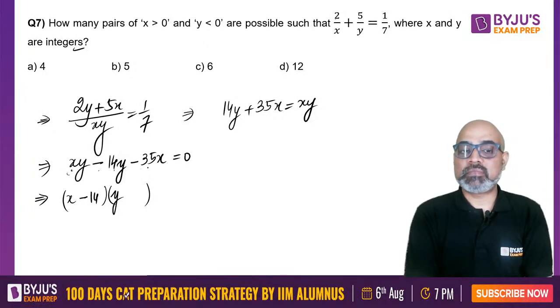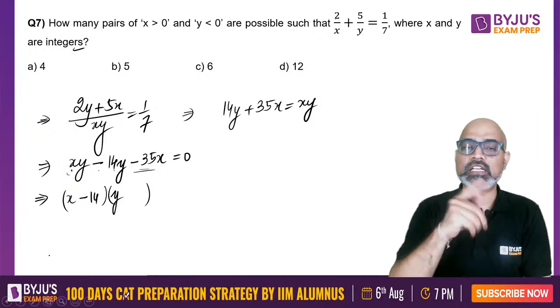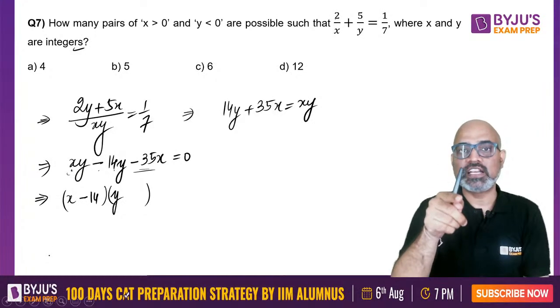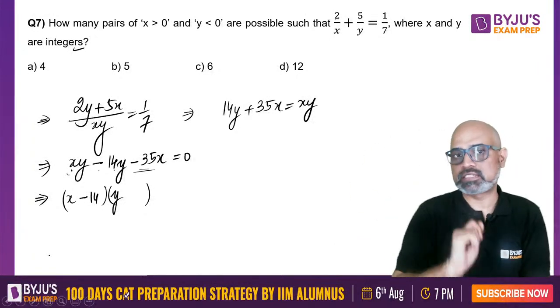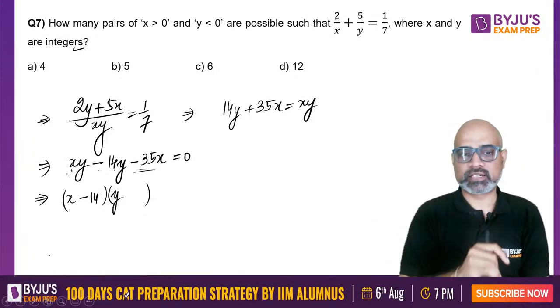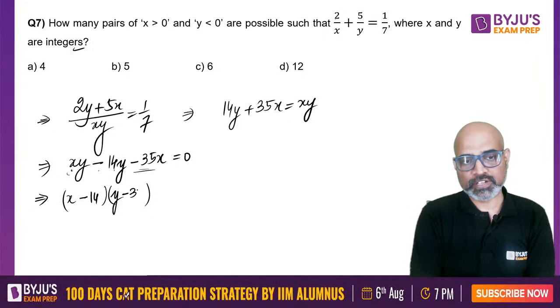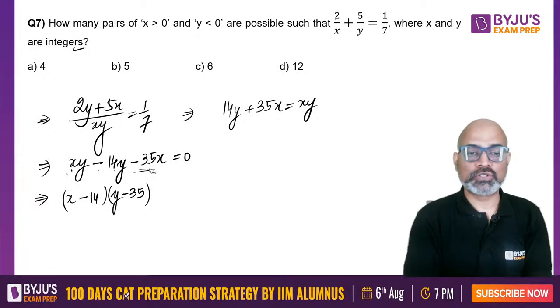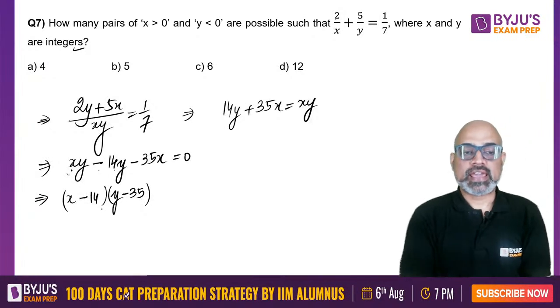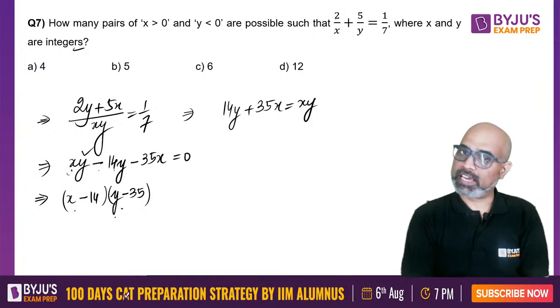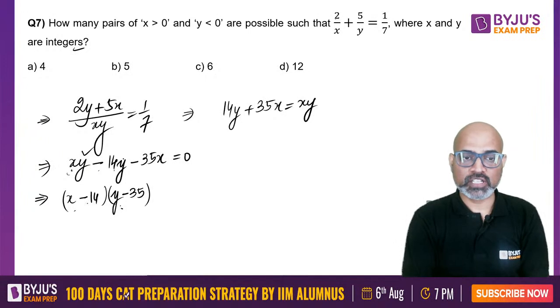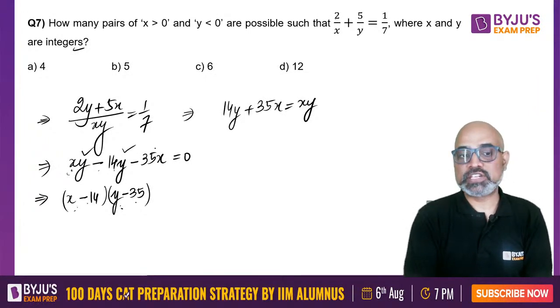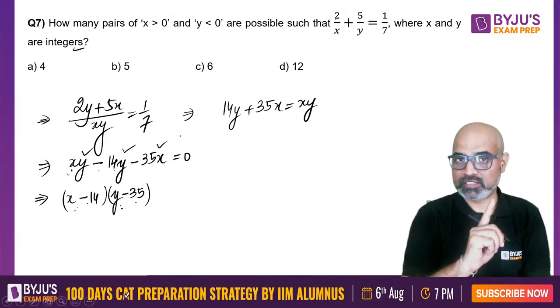Similarly, x is getting multiplied with minus 35 here. So x gets multiplied with minus 35, मतलब minus 35 is not in the same bracket where x lies. It is in the other bracket. So put minus 35 over here. Now if you open the bracket, what you are going to see is x into y will give you xy. Minus 14 into y will give you minus 14y. Minus 35 into x will give you minus 35x.